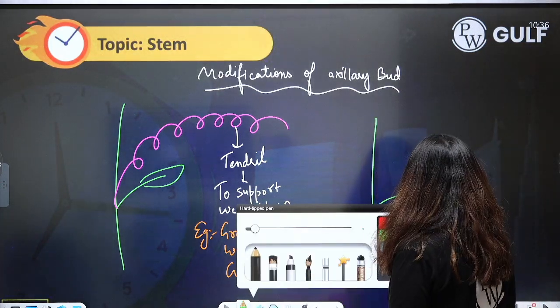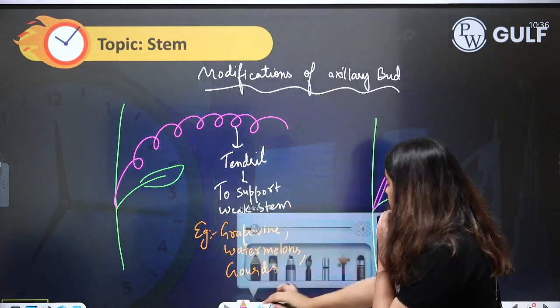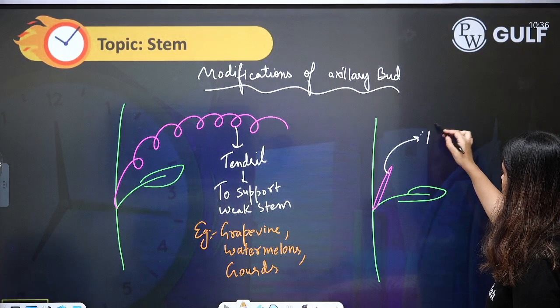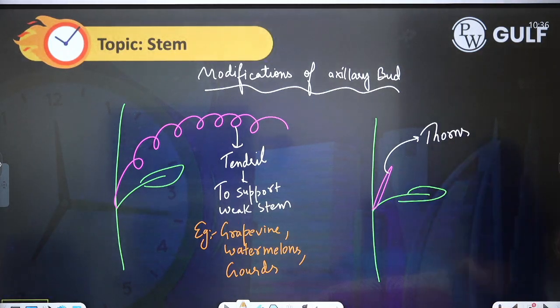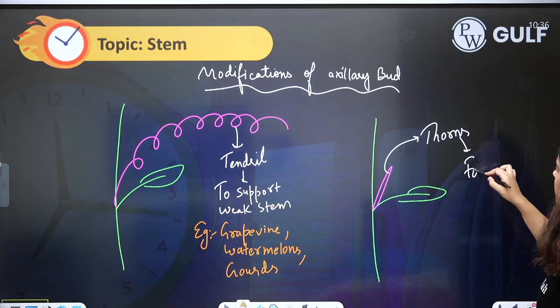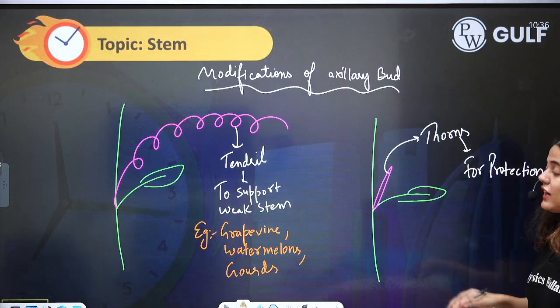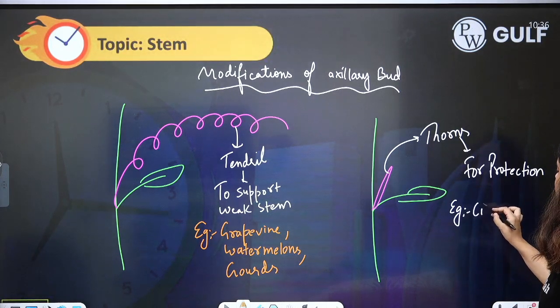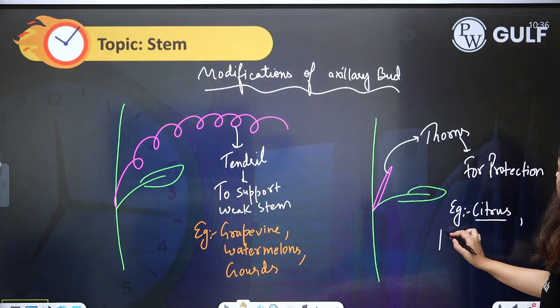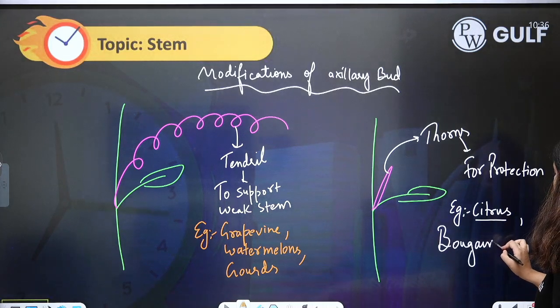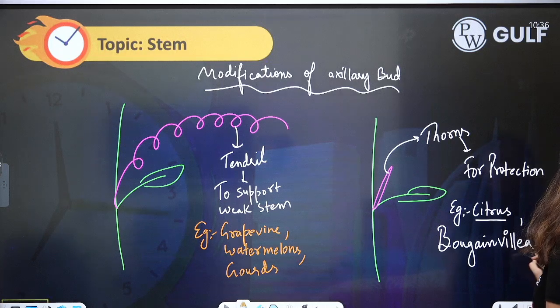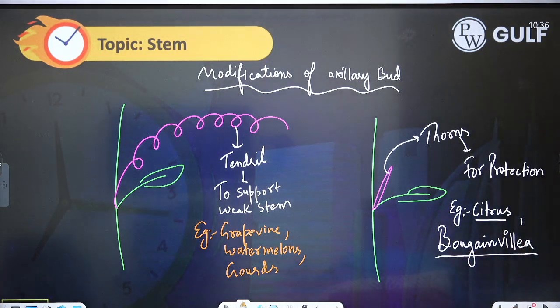The other modification is when the axillary bud becomes pointed. These are known as thorns, and thorns are for protection from browsing. Where do you find these thorns? Citrus plant and bougainvillea. In citrus plant and bougainvillea, you will find these pointed structures known as thorns. So these are the two modifications of axillary bud, right?